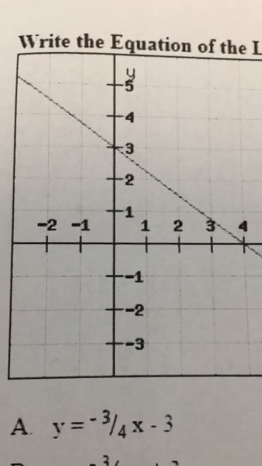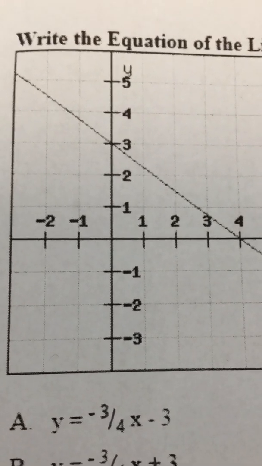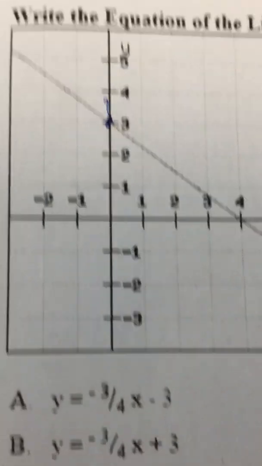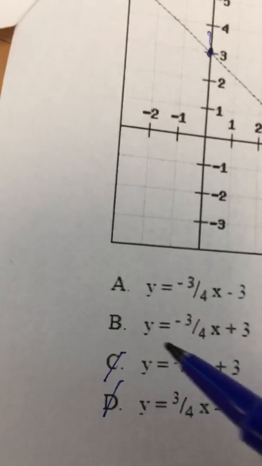Well, is it crossing the y-axis at positive 3 or negative 3? By golly, you are right. It's crossing up here at positive 3. So which one is it? It is B. You are correct.